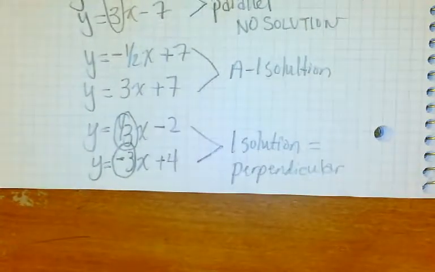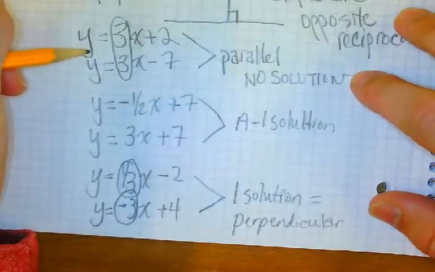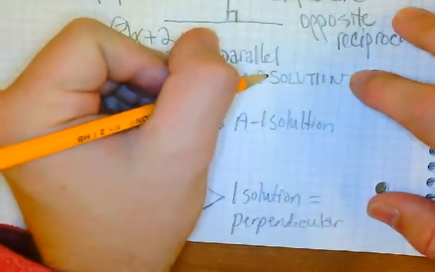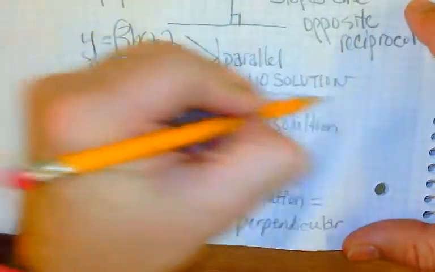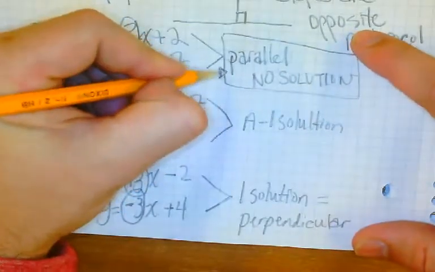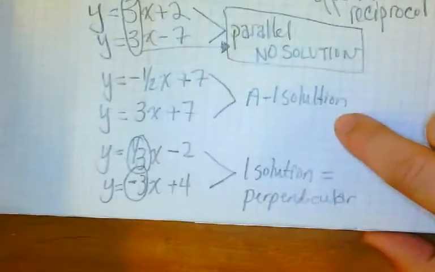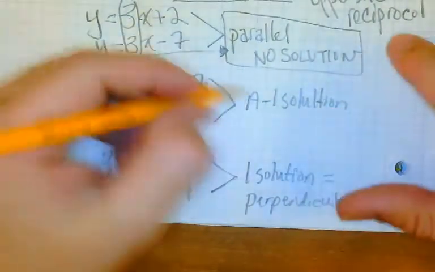So now we have three different examples here. We've got an example of a parallel line, so they have no solution. They're parallel right here. You're exactly right. They have the same slope. Now over here, these are one solution because everything's different.